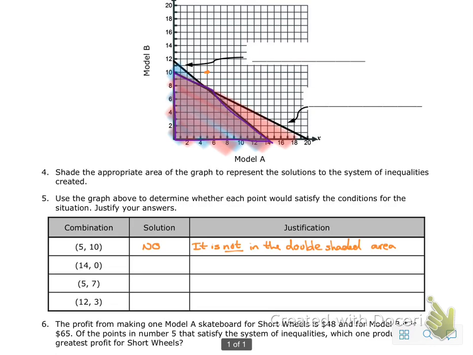14, 0. That's right here. Okay, that is on the line, but because it is "or equal to," that is an answer. So this answer is yes. It is a solution. It is in the double shaded area.